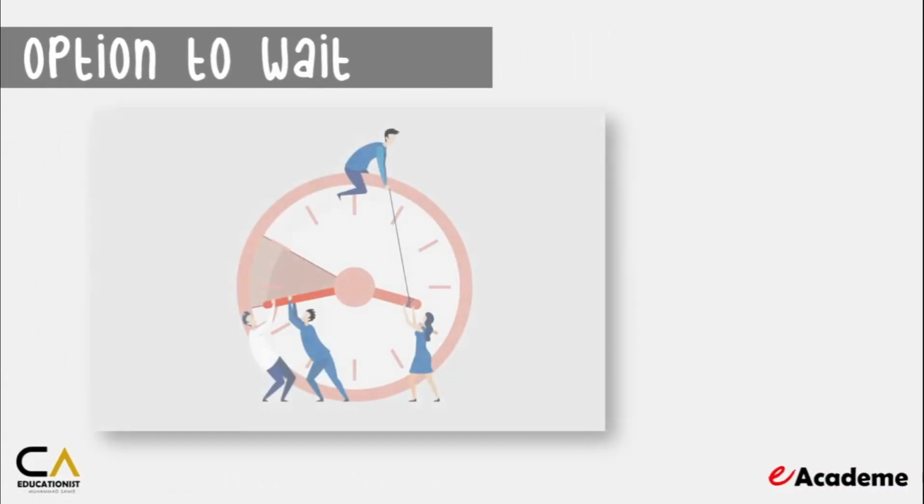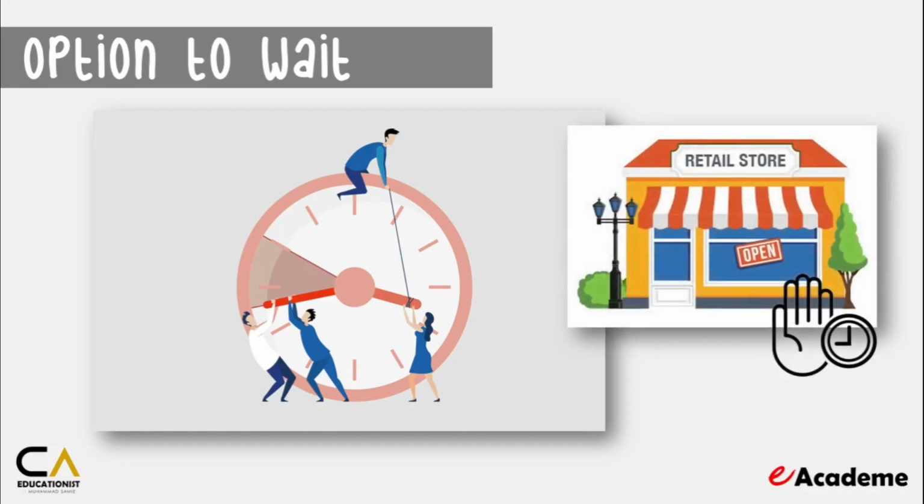Option to wait. If the project provides an option of deferring the business decision to the future, it provides an option to wait. For example, if a chain of retail outlets has an option to open a new outlet this year or in the next year, this investment project of opening a new outlet provides an option to wait and must be considered in final decision making.